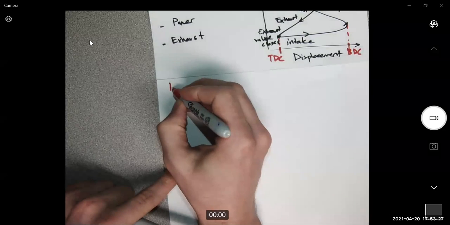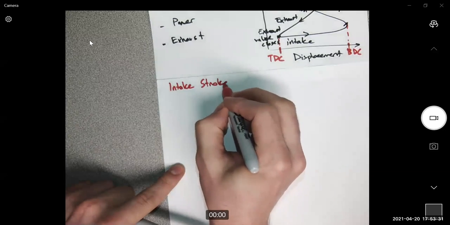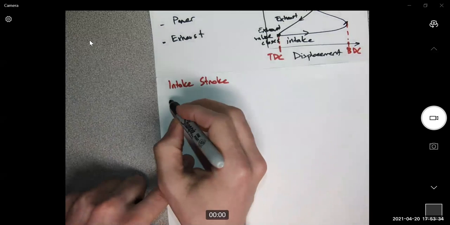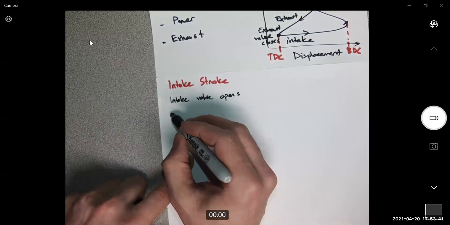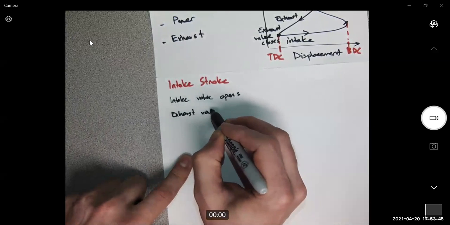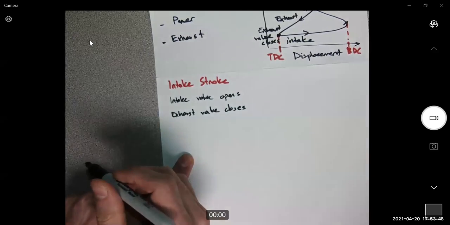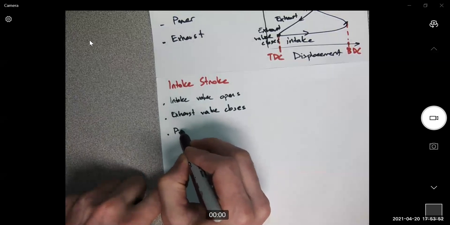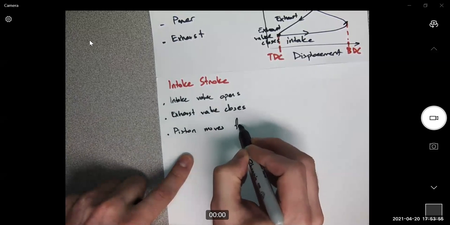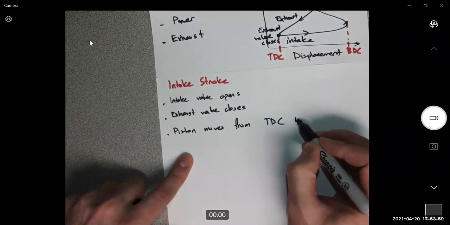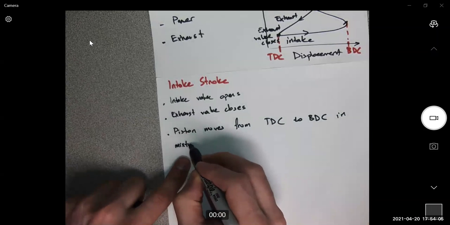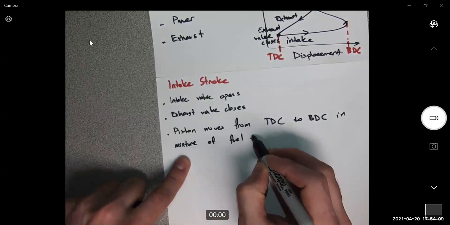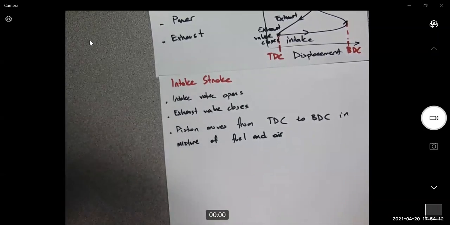So for intake, the intake valve opens, the exhaust valve closes, and the piston moves from top dead center to bottom dead center, drawing in a mixture of fuel and air. That's where the intake stroke occurs.